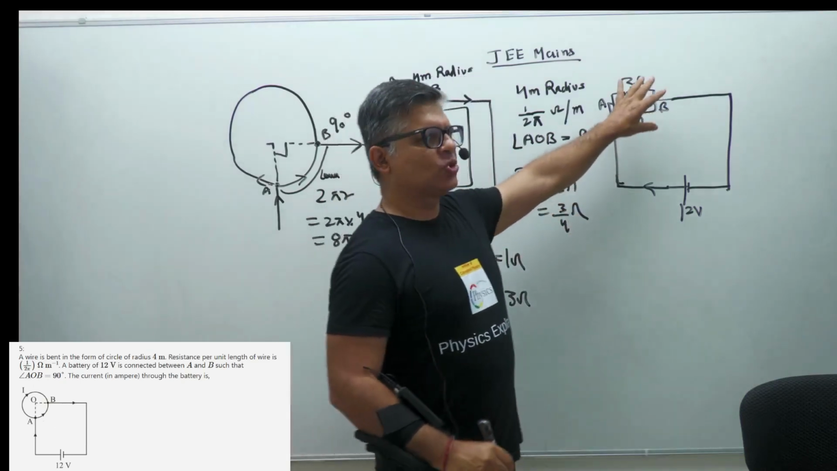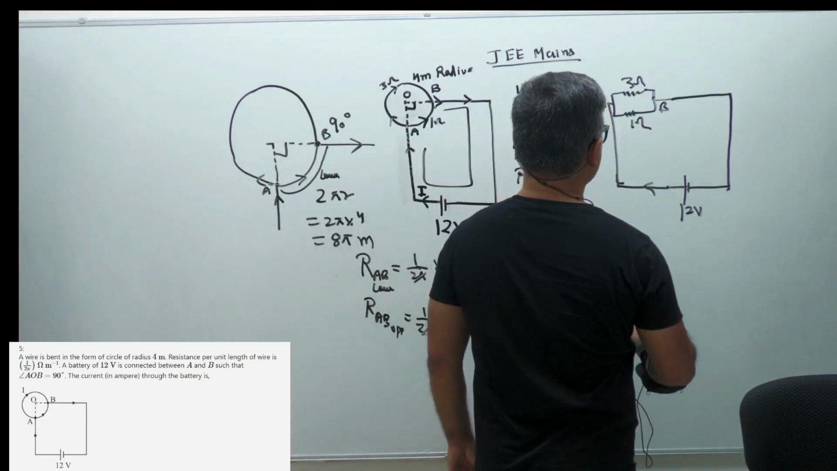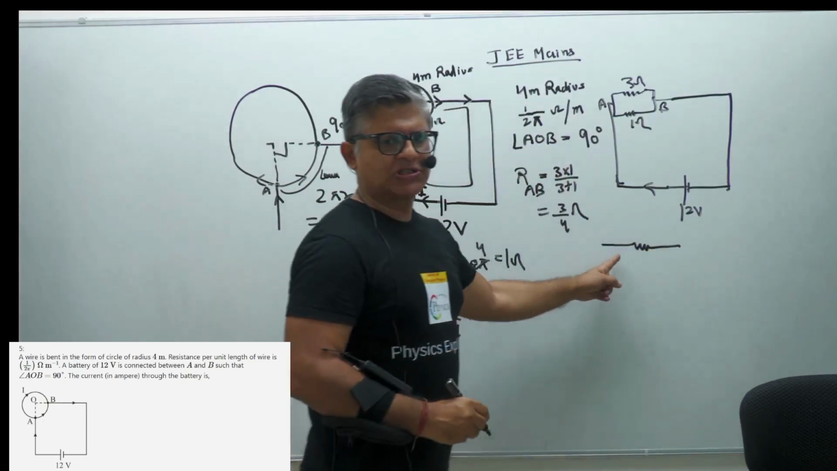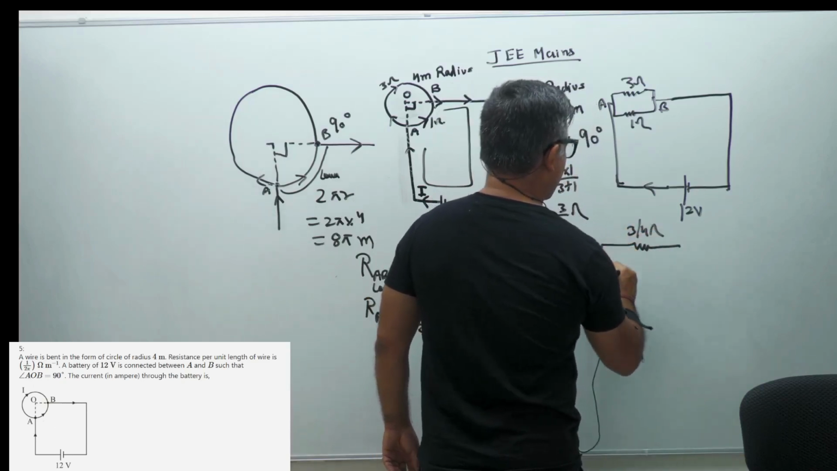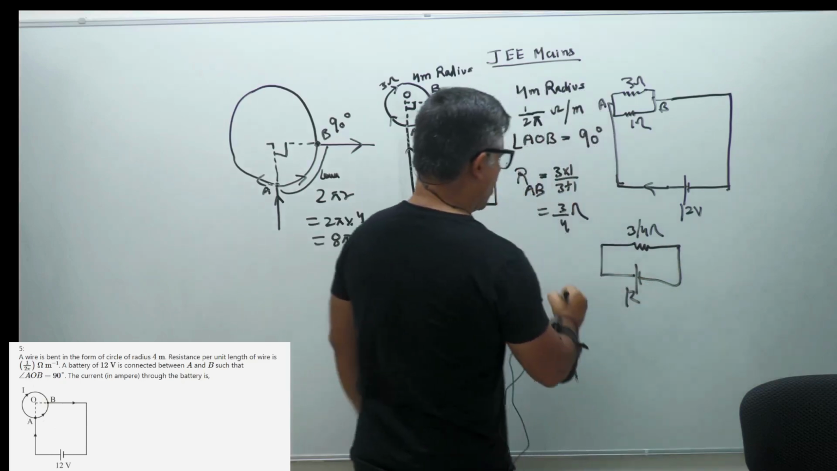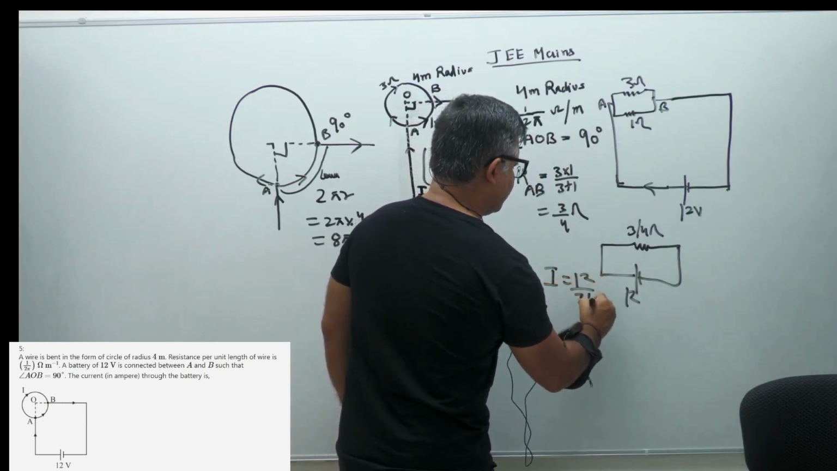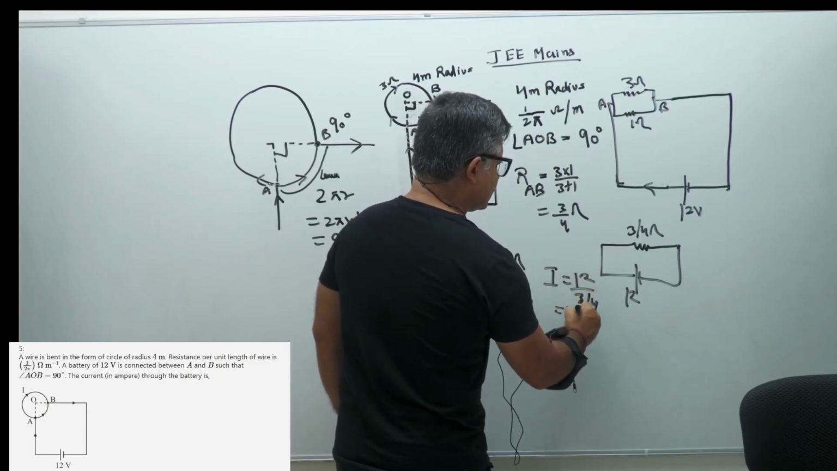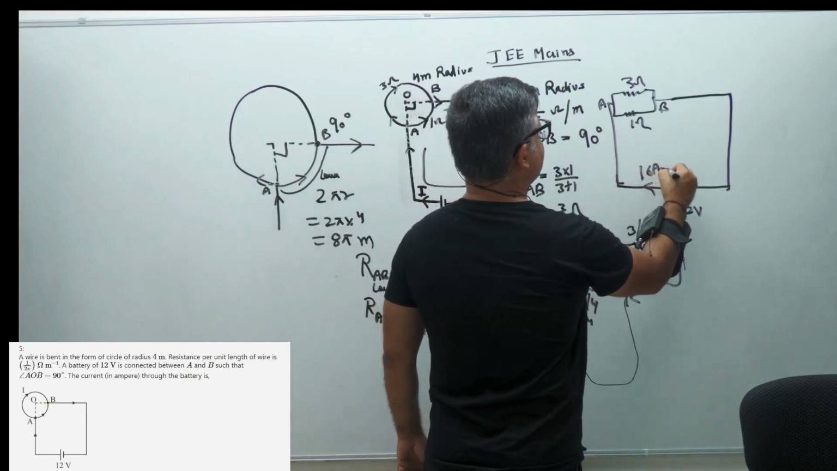Now we know the total resistance in the circuit. So this circuit can be reduced, right? So you can redraw the circuit and say the circuit now looks like this. So this is 3 by 4 ohms and this is 12 volts. Okay. So what is the current being drawn? This is 12 divided by 3 by 4. So this is 48 divided by 3, which is 16 ampere. Right. So the answer is 16 ampere.